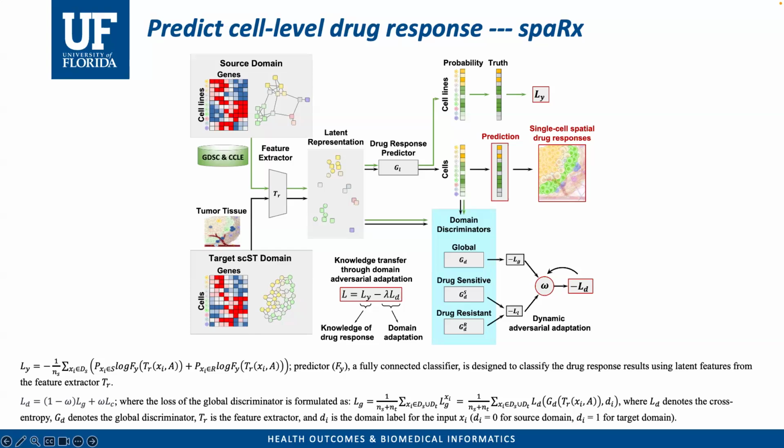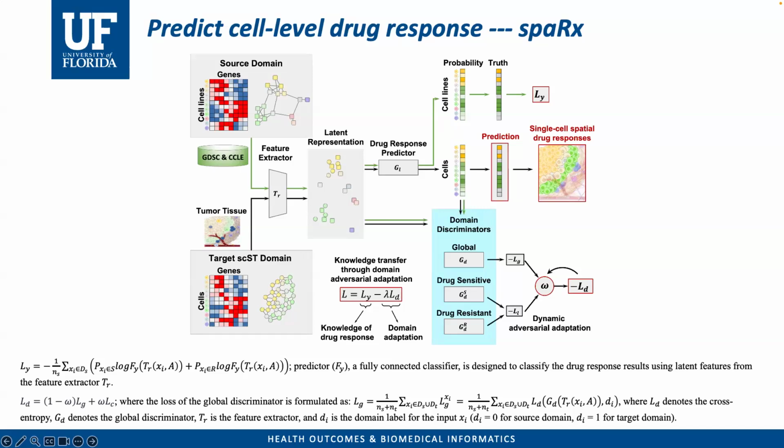And we also have the single cell spatial data, because we have the spatial locations of the cells. So we have the spatial graph over here and also the gene expression data of each individual cell, the tumor cells here. That is what we call the source domain and target domain. The source domain contains the drug knowledge, the drug response knowledge.